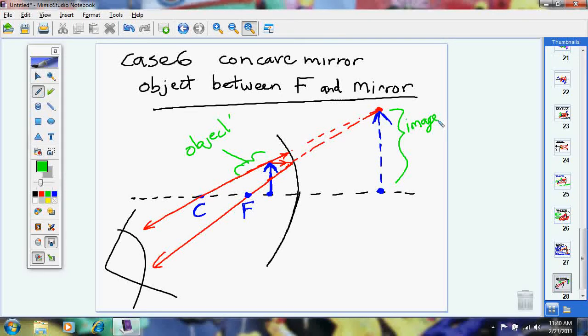And Dave, what's one characteristic of this image? Virtual. Yo, what's another characteristic? Bigger. Dorothy? Upright.